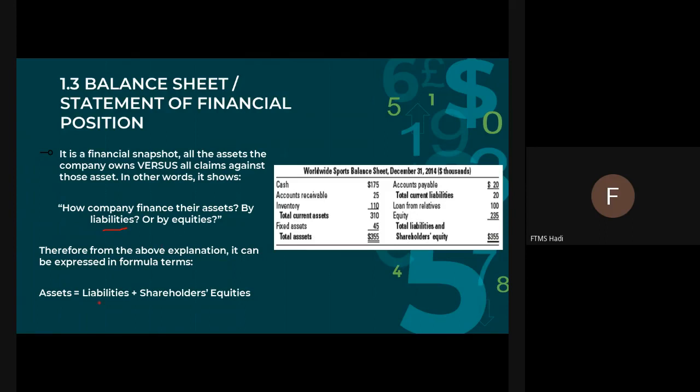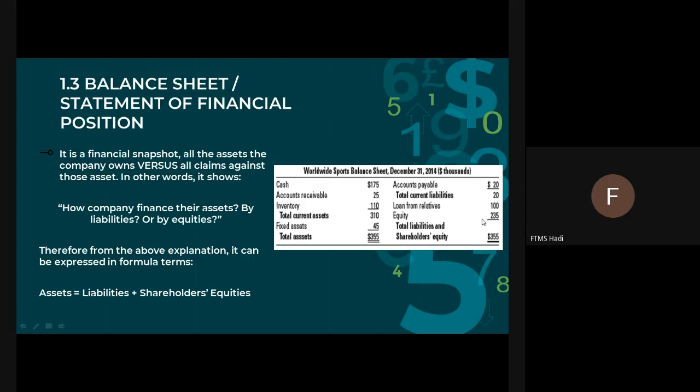So this one is already explained here: assets equal liabilities and equities. As you can see here, equities are 235 and liabilities are 120, that means 100 plus 20. 120 versus 235 means more of the money comes from equity. So we can say the company is healthy, because most of the assets purchased come from equity, $235 compared to $120. Can you imagine if liability is more than equity? Let's say liability is 300 and equity is only 55, which means the company has more debt than equity capital. That is not good.